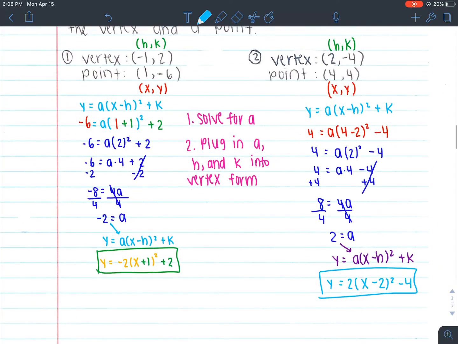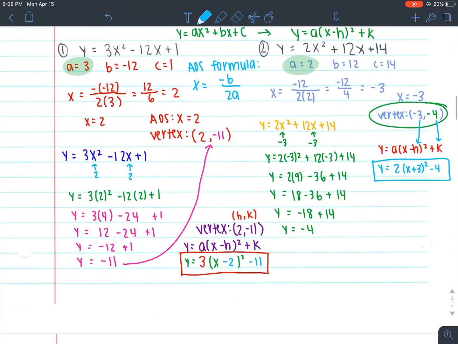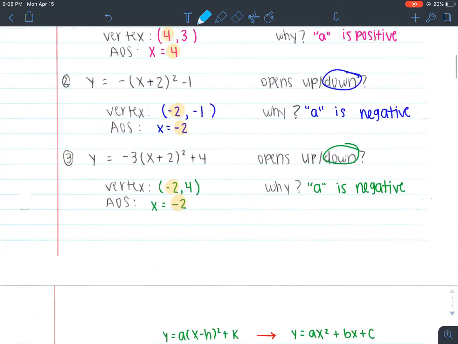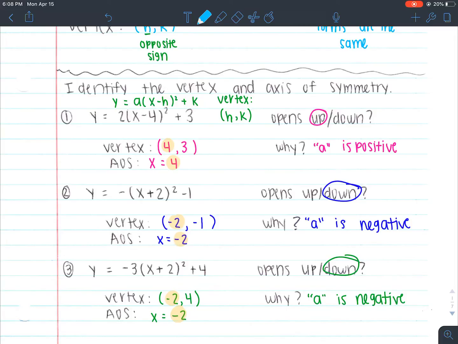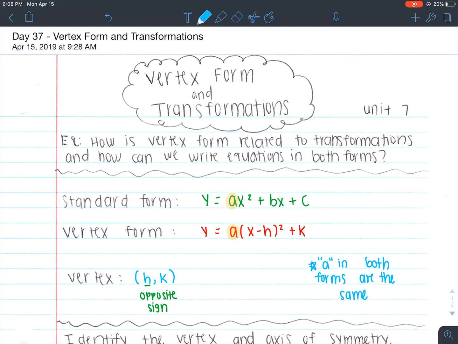All right. So those are the last 2 problems given a vertex and a point on the parabola. You need to be able to write vertex form, but that is it. You should be able to do that, convert from standard form to vertex form, convert from vertex to standard, and then just be able to identify your vertex and axis of symmetry, and also tell me why it opens up or down. But that is it for your vertex form notes, and then the second video will be over.